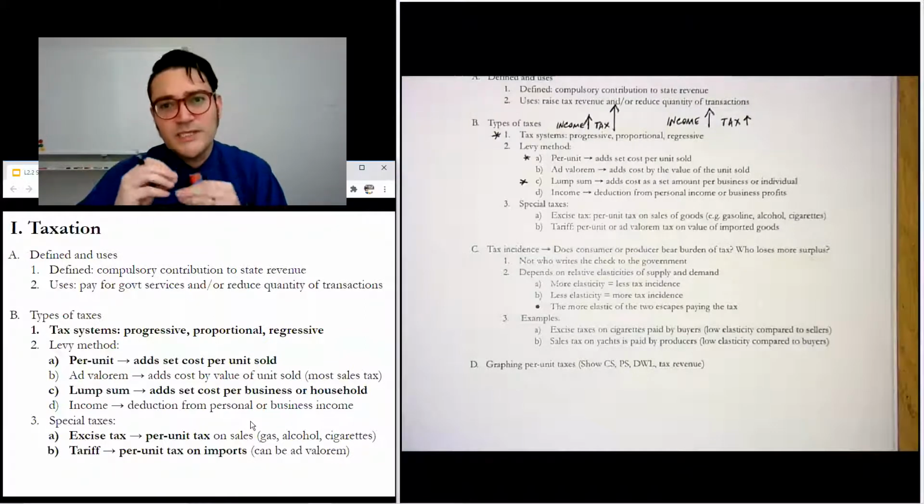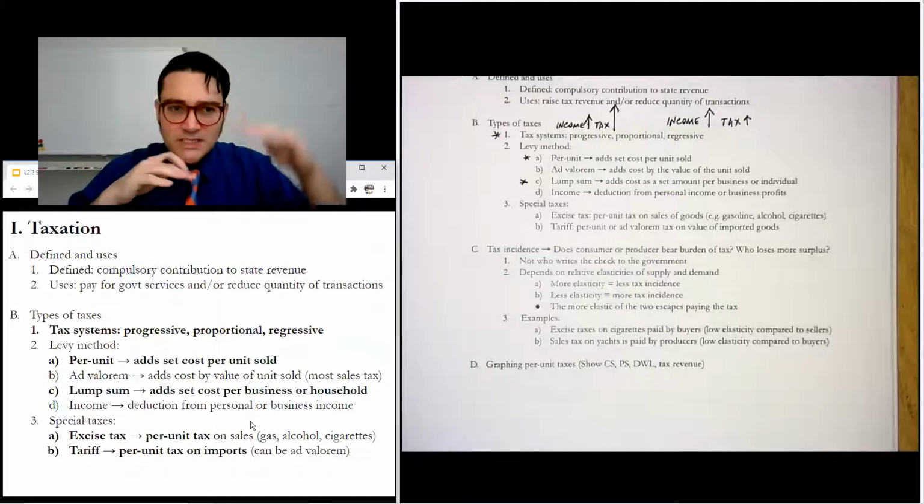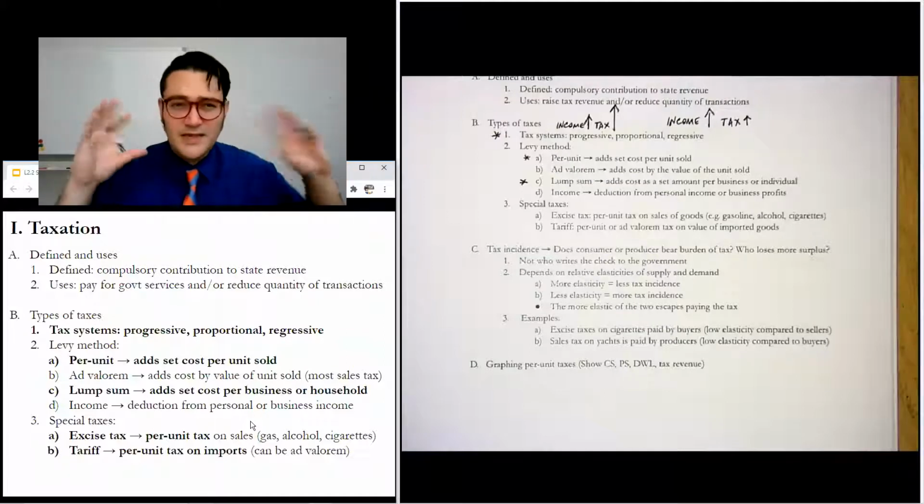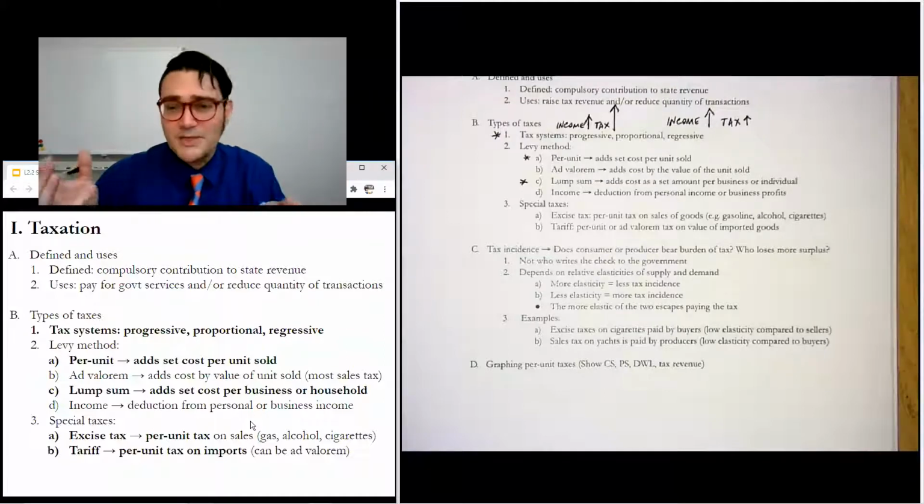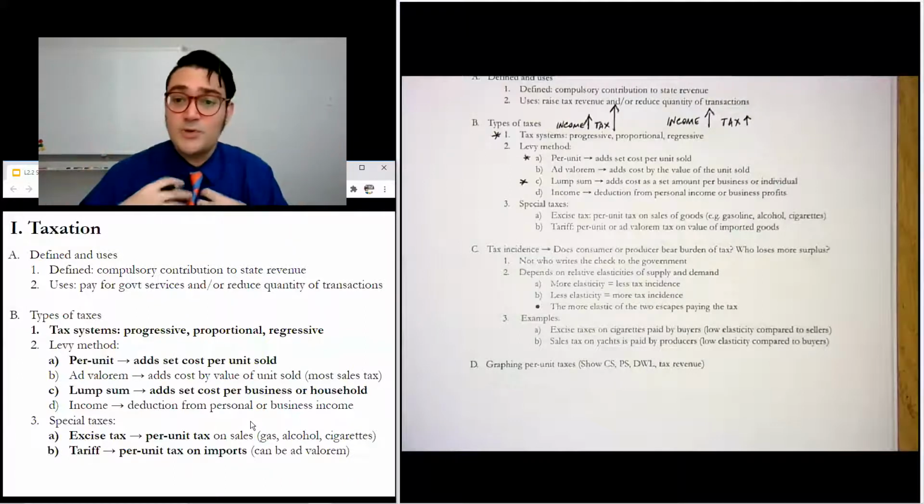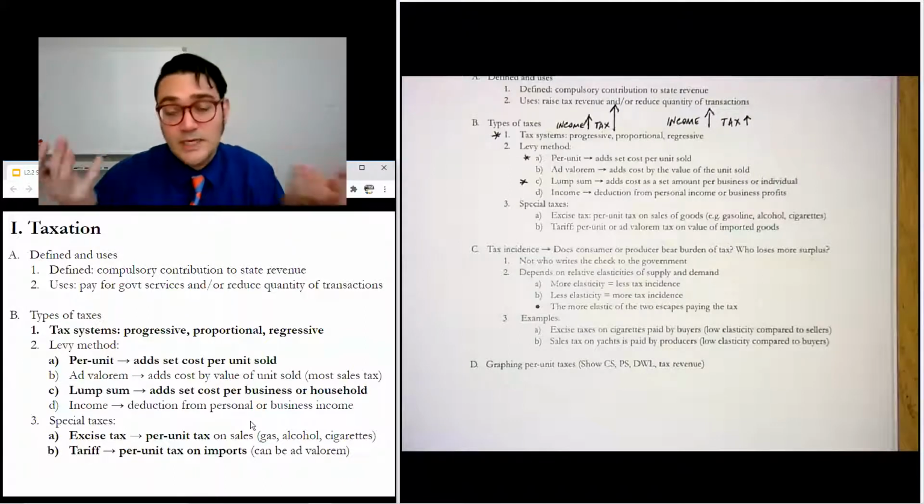Income taxes, likewise, are also kind of tricky. Because they typically are progressive and they affect a bunch of other things, we don't usually model them in this class, but they're basically deductions from your personal income or from a business income, like profit.